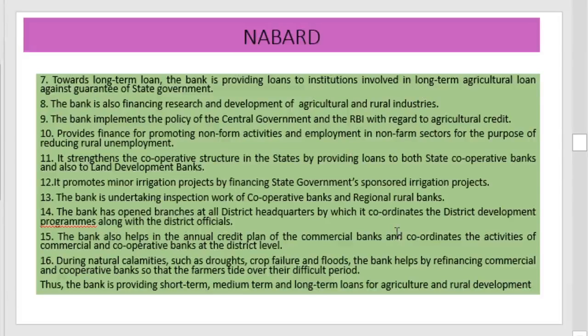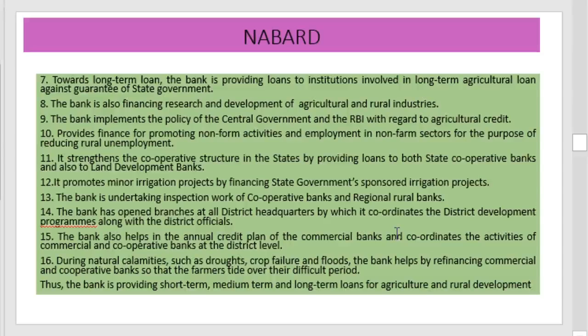The next one is towards long-term loans. The bank is providing loans to institutions involved in long-term agricultural loans against guarantee of state government. That is, NABARD also provides long-term loans to the agriculture sector, and they provide it through the institutions that are involved in long-term agricultural loans against a guarantee of state government.